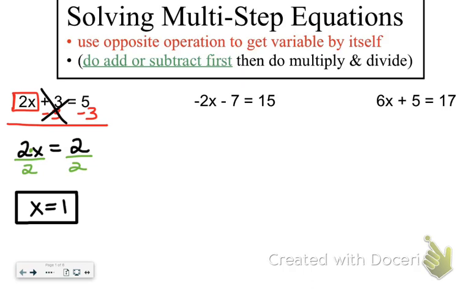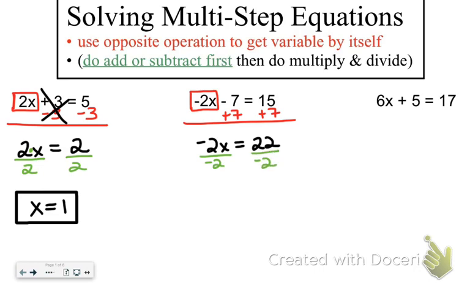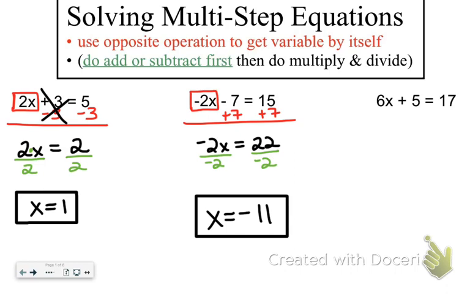For the next problem, my variable term is negative 2x, so that means I need to get rid of the negative 7 first. Because 7 is being subtracted, I need to add 7 to both sides to undo it. That leaves me negative 2x on the left and then 22 on the right. The 7's canceled out. Now it's back down to one step where negative 2 is being multiplied by x, so I'm going to undo it by dividing both sides by negative 2. 22 divided by negative 2 is negative 11.